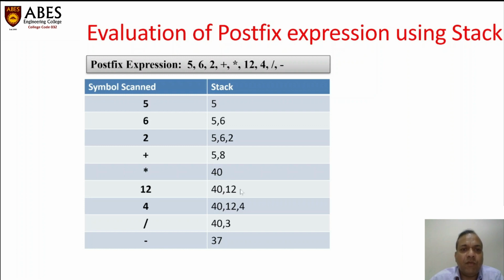Now 12 occurred, 12 will be pushed at the top of the stack, then 4 occurred, 4 will be kept on the top of the stack, then division. When division encountered, then top 2 symbols will be extracted and this division operation will be performed. So 12 divided by 4 will give you 3. So 3 will be pushed onto the stack. Now finally minus symbol encountered. So top 2 symbols extracted from the stack. So 40 minus 3, 37. So 37 is the result of this postfix expression.